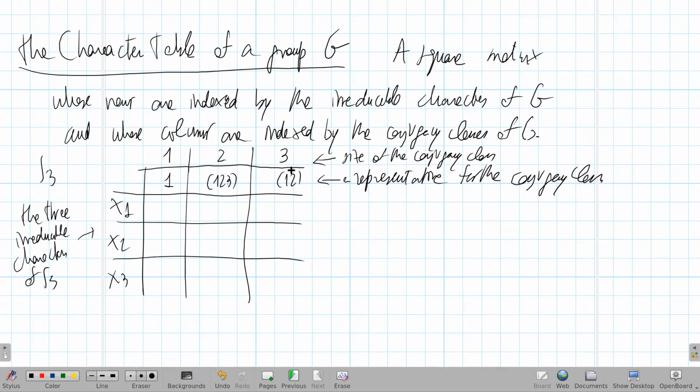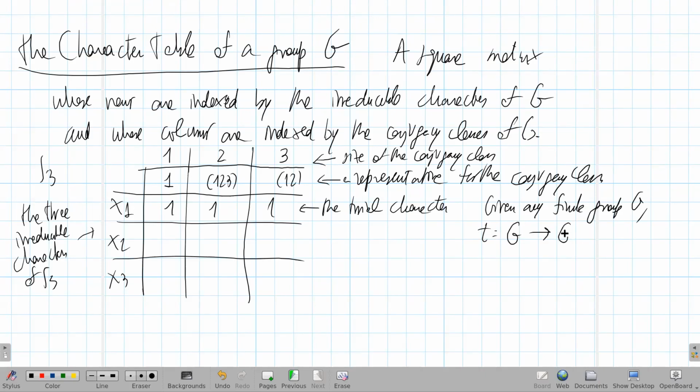There is something we can always do for all groups. Write the first row, and this will be 1, 1, 1, the trivial character. So what's the trivial character? Well, it's very simple. Given any finite group G, we can consider the trivial character, let's call it T, from G to GL(C), the complex numbers. So this is also C star, the non-zero complex numbers.